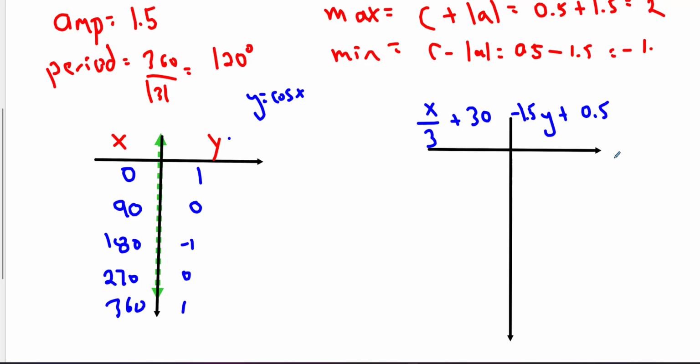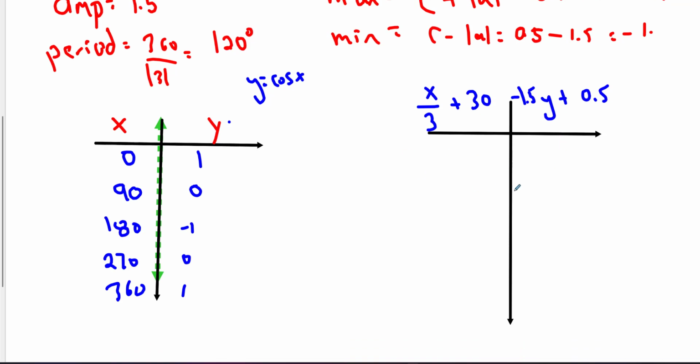My mapping rule, mapping notation. I'm going to create my image points. Plug in 0 here. 0 divided by 3 is 0, plus 30 is just 30. 90 divided by 3 is 30. 30 plus 30 is 60. 180 divided by 3 is 60. 60, yes, that's 90.